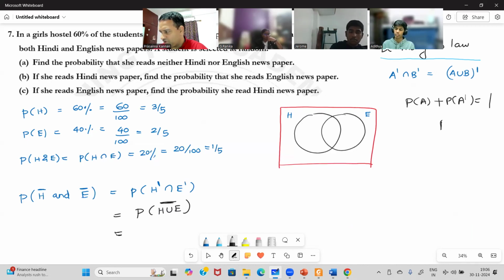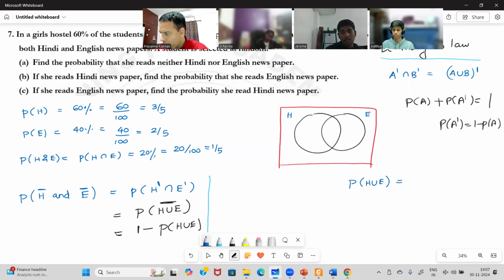So how can I write P of A dash? 1 minus P of A. Correct? You must have done this in your 11th as well, right? Similarly, P of H union E, the whole dash, can be written as 1 minus P of H union E. Is it correct, Ranika? Yes, sir. So now our goal is to find P of H union E. Yes, Jerome, how do you find P of H union E? P of H plus P of E minus P of H intersection E.